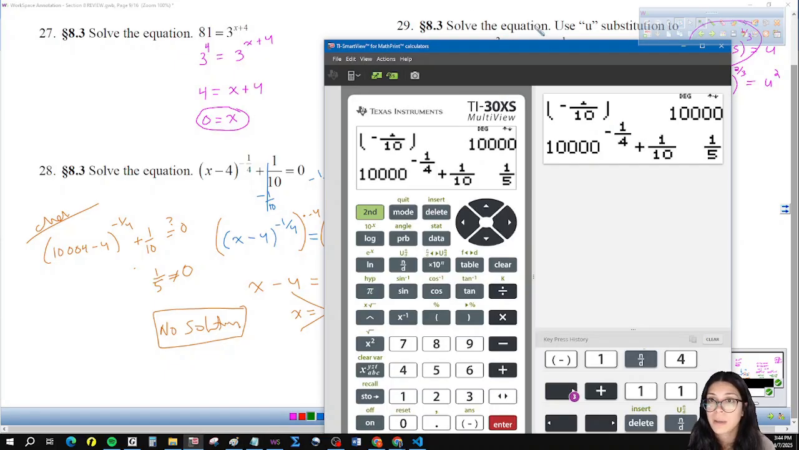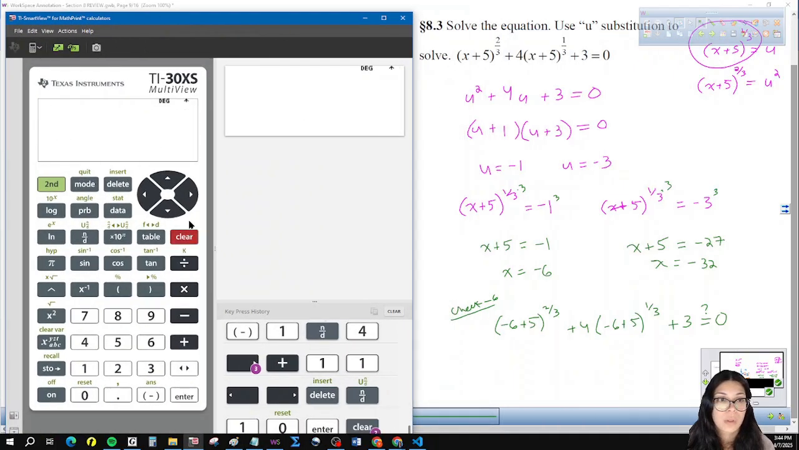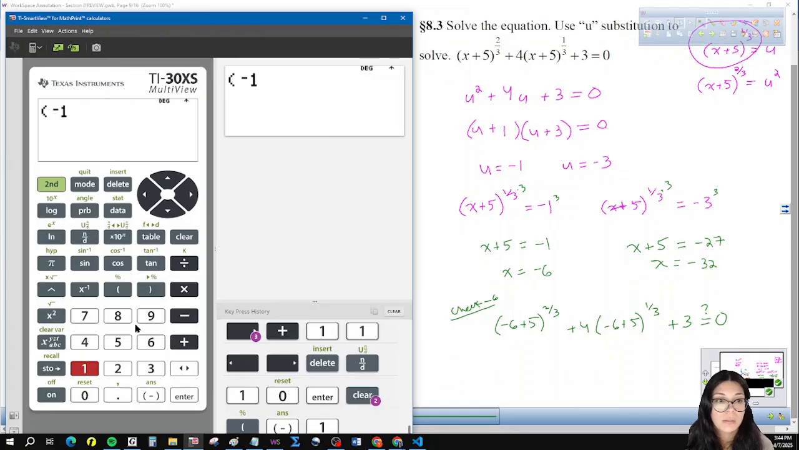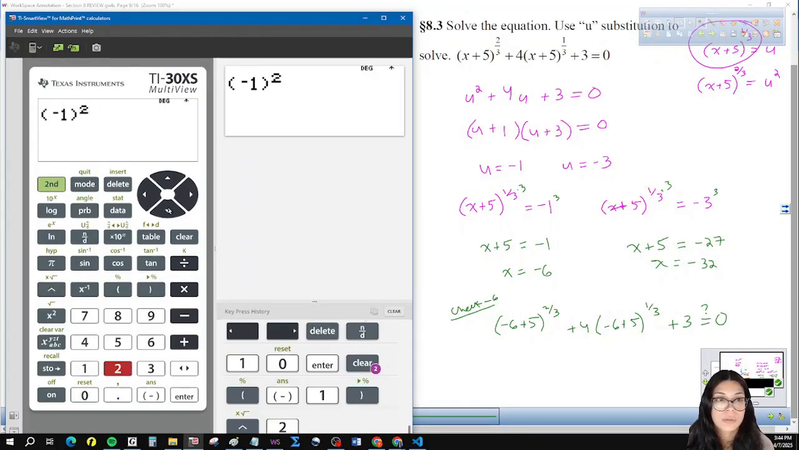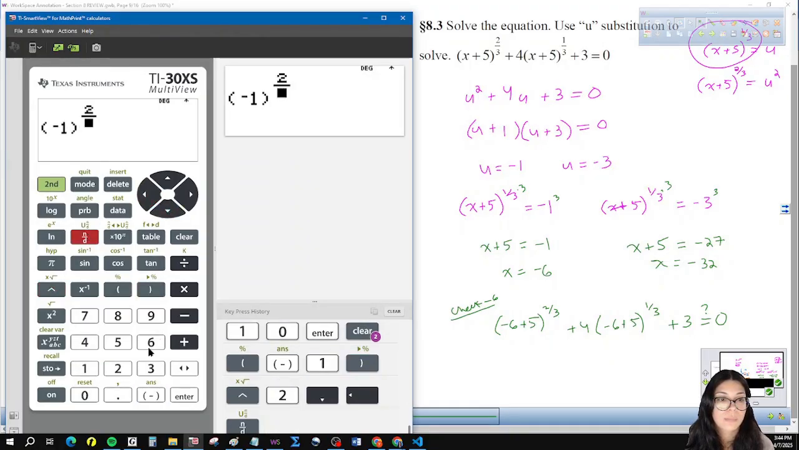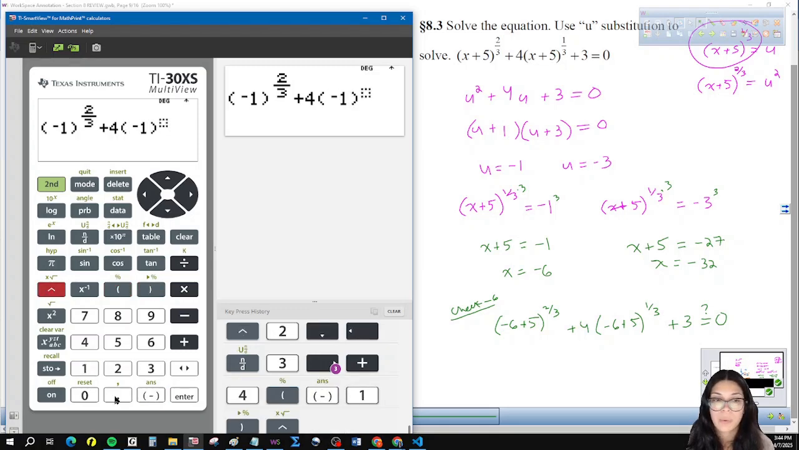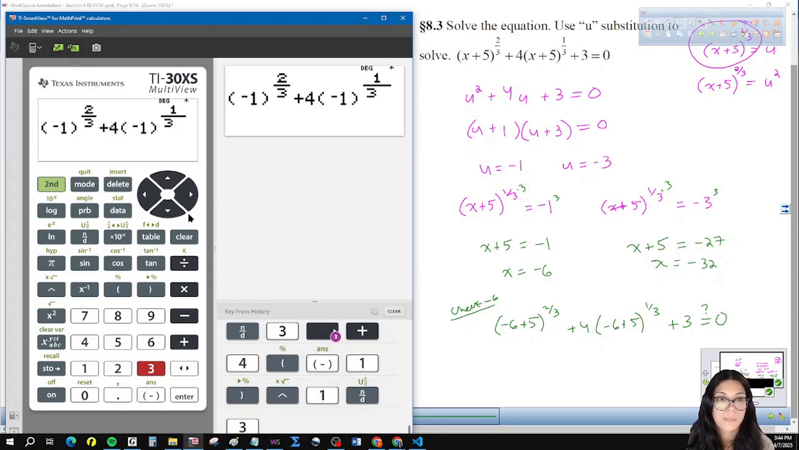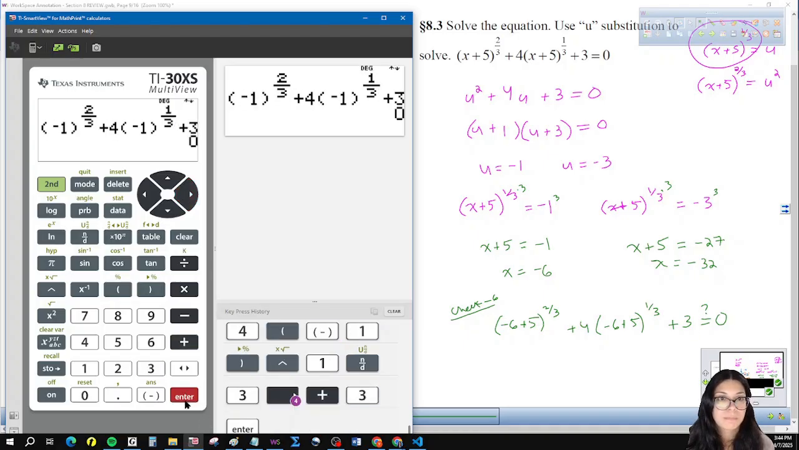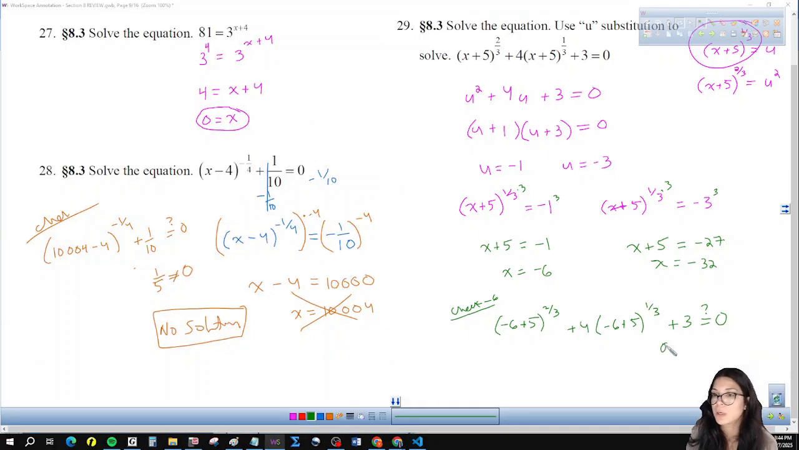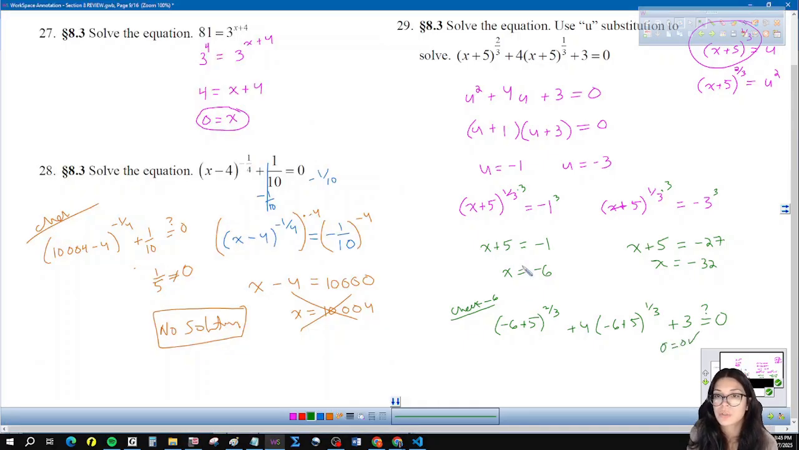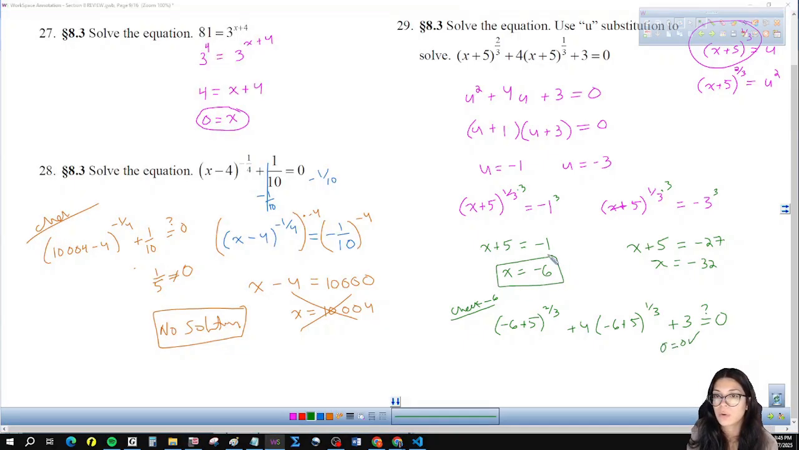And so let me take out my calculator here. So we have -1 to the power of 2/3. And then plus 4 times, of course, again, the same, -1 to the power of 1/3. And then plus the 3. And we got 0. So this one works. 0 equals 0. That's good. So -6 is a valid solution. I can go ahead and square that.